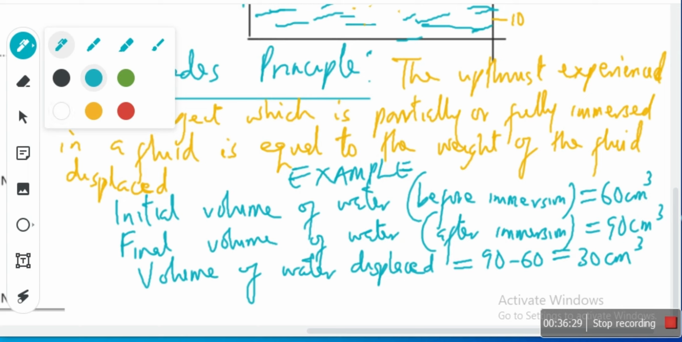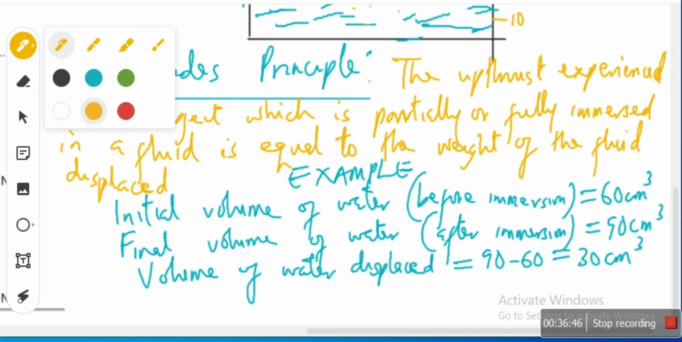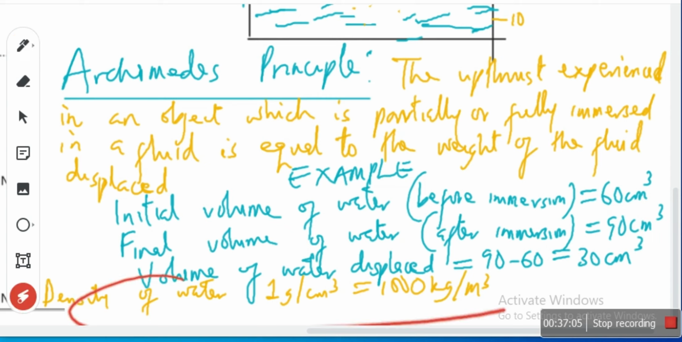How do you find the weight? You find the mass, first of all. From the mass, you can find the weight. What's mass? Remember, mass is density over volume. Are you ready for that? Okay, you know the density of water. Do you know the density of water? Yes. Density of water at about 4 degrees Celsius is 1 gram per cm cube, or 1,000 kilograms per meter cube. Did you see that? I said the density of water is what? 1 gram per cm cube, or 1,000 kilograms per meter cube.